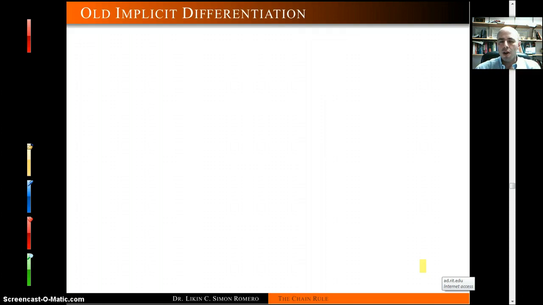So now we're going to talk about a consequence of the chain rule, that is implicit differentiation. First I'm going to remind you what implicit differentiation of functions of one variable is, and then we're going to try to find an easier way to get the implicit differentiation.